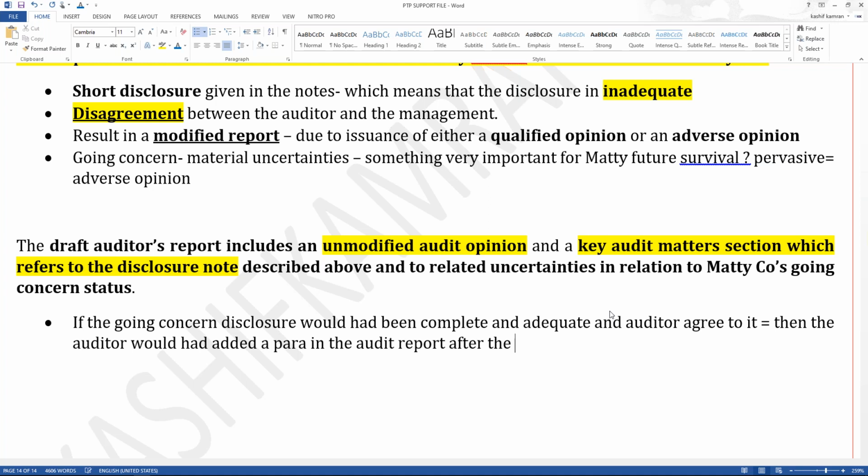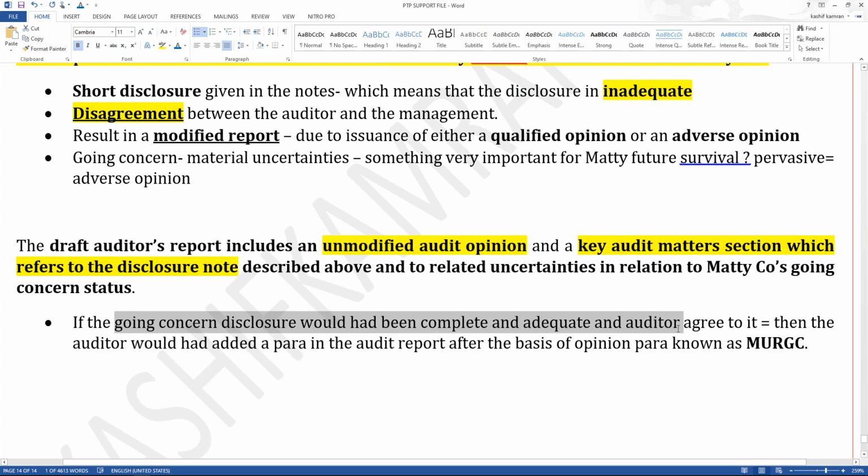after the basis of opinion para, known as MURGC. So you add an MURGC paragraph when the going concern disclosure had been complete and adequate and the auditor agreed to it. But in our case, it was a short disclosure, it was an incomplete disclosure, and you disagree to it. So you have included the going concern disclosure in a CAM.